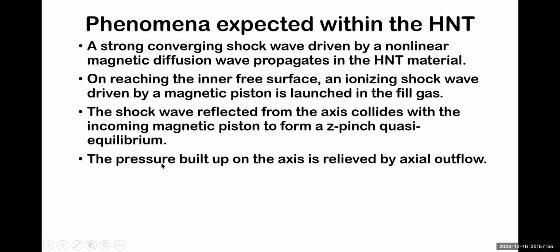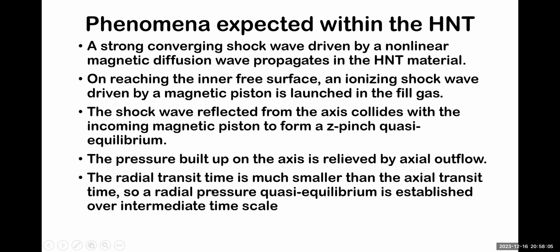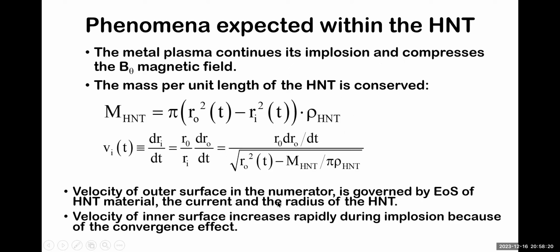The pressure built up on the axis because of the shock wave is relieved by axial outflow. The radial transit time is much smaller than the axial transit time, so a radial pressure quasi-equilibrium is established over the intermediate time scale between the radial transit time and the axial transit time. The metal plasma continues its implosion and compresses the B theta magnetic field as in a staged Z pinch.